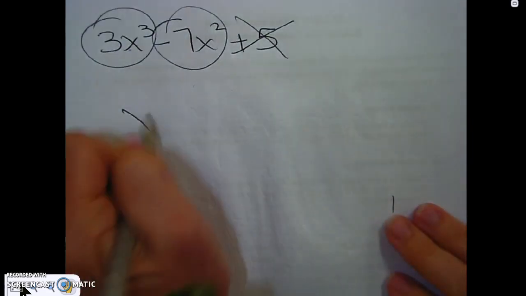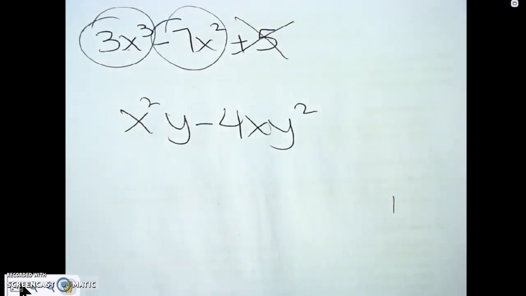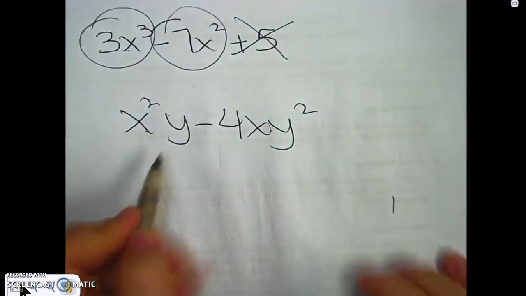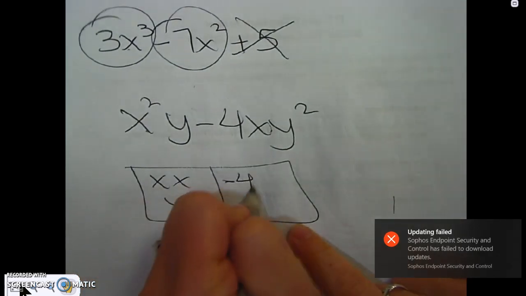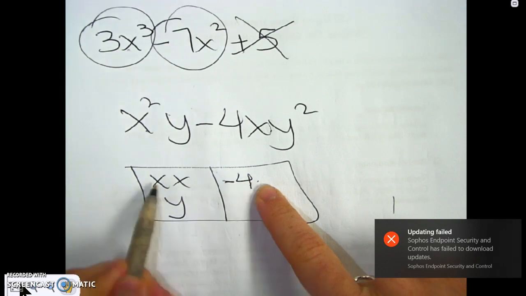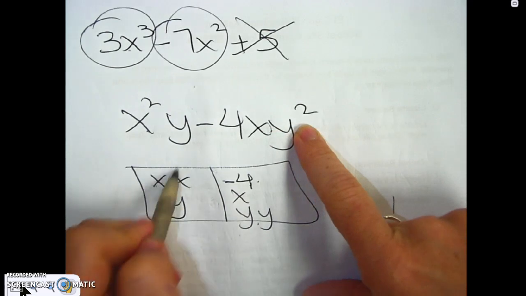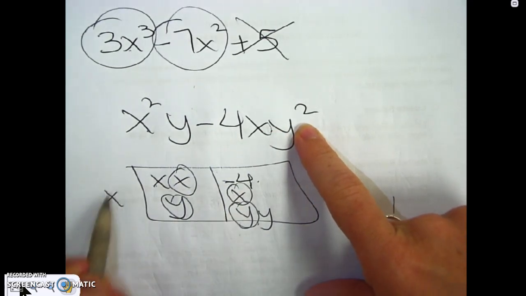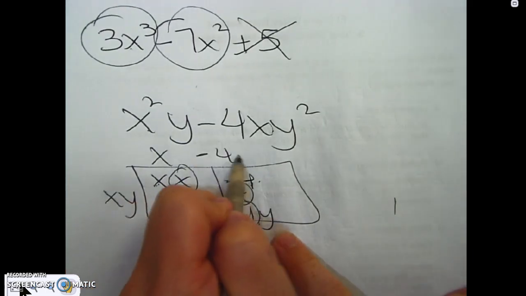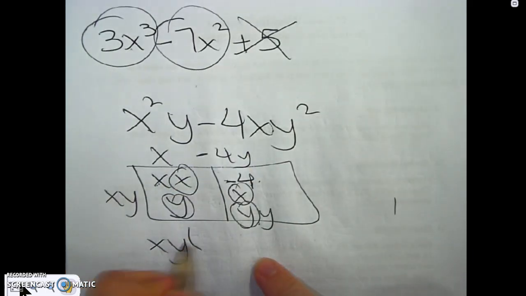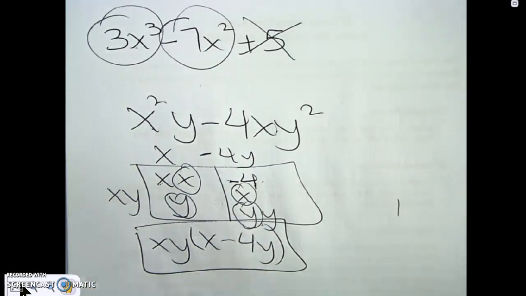But what I want you to see is what if I had this one? Okay? This one, they both have an x and they both have a y. So I would lay this out. More practice with GCF. And I actually don't need to write 4 times 1 because there's not even a number over here. 1x, 2 y's. x, x, y, y, x, y. Whoosh. Bring up the x minus 4y. So I'd be left with xy, x minus 4y. So just practicing with that.